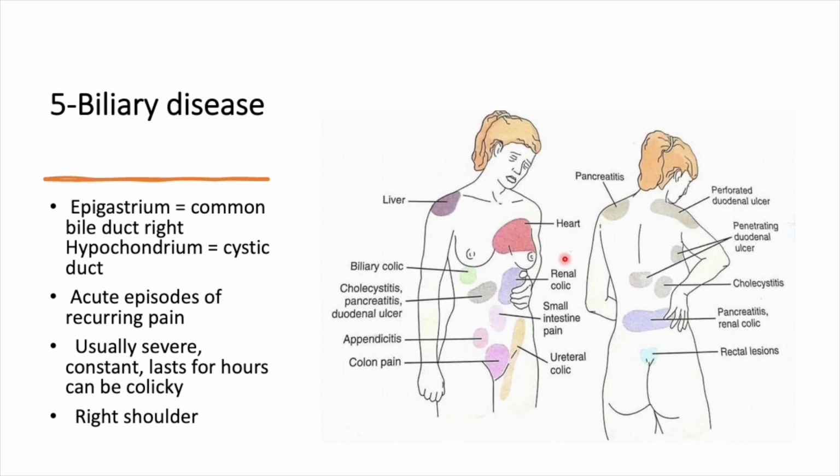The biliary pain is characteristically as already mentioned. It can be in the epigastrium, as in a common bile duct obstruction, or in the hypochondrium when the cystic duct is blocked. The pain may be acute episodes or recurrent, usually very severe. Even though it is called colicky, sometimes the pain can be constant. It may last for hours. And the characteristic radiation can occur to the shoulder region. This should be kept in mind: epigastric pain with radiation to the shoulder, think about biliary colic.